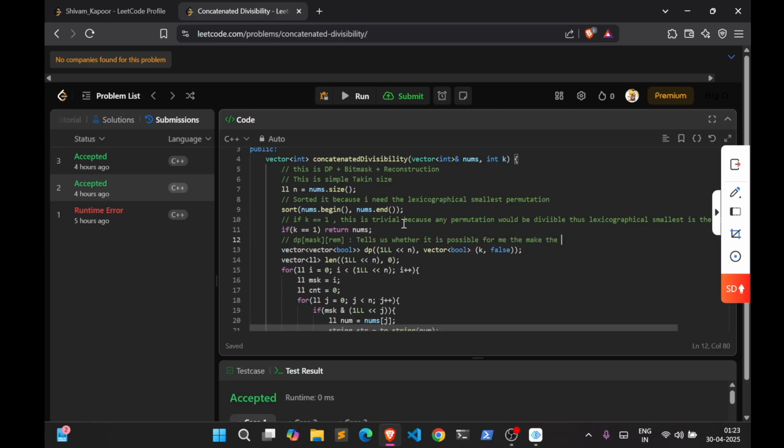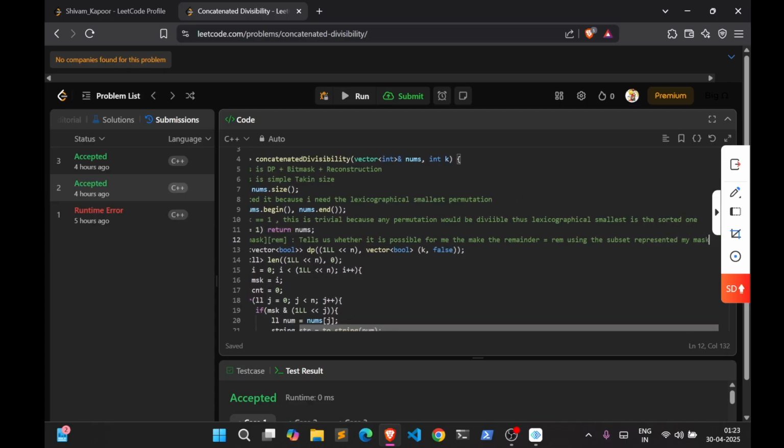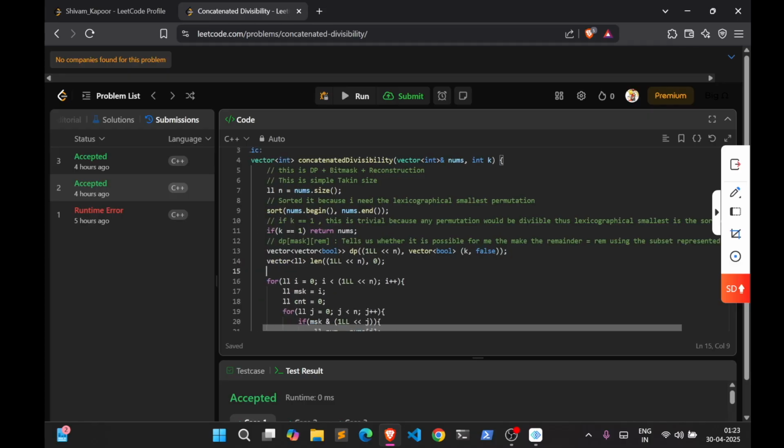using the subset represented by mask. For this, each len of mask denotes the number of digits that are there in my set, constituting of set bits of my bitmask, right? Simple function to make that.